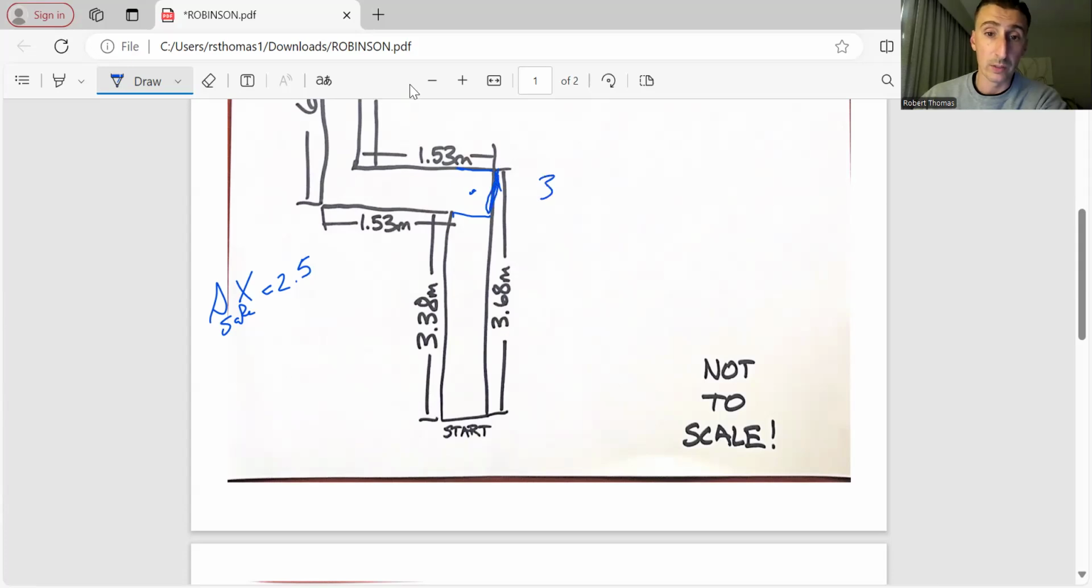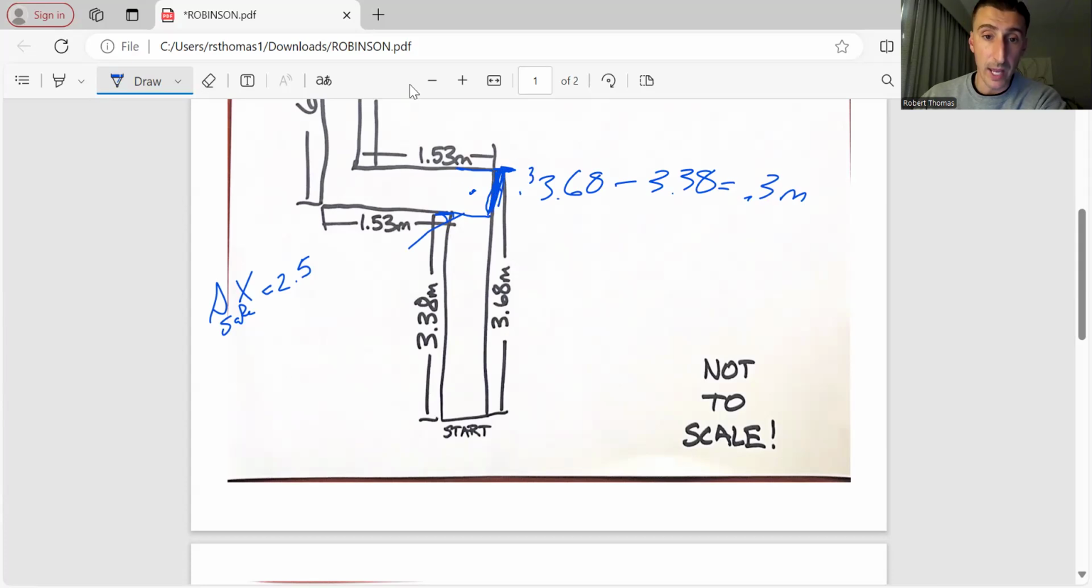So what I'm going to do is 3.68 minus 3.38. So I took the back wall and minus this distance, and that should give me what was left, right? So I get 0.3 meters. So I know that this gap is 0.3 meters, okay?